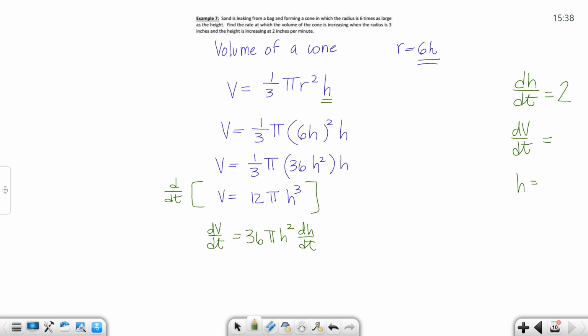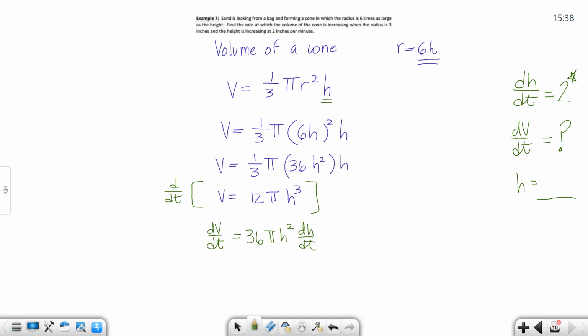Okay, here we go. Sand is leaking. The radius is 6 times the height. We got that. Find the rate at which the volume is increasing. Okay, that's what I don't know. dV/dt I don't know. And it tells me when the radius is 3 inches, and the height is increasing at 2 inches per minute. Okay, so this 2 right here is the rate the height's increasing. But unfortunately, it told me that the radius was 3.